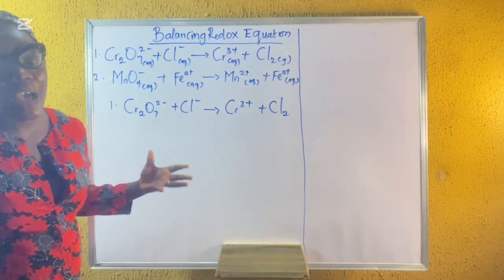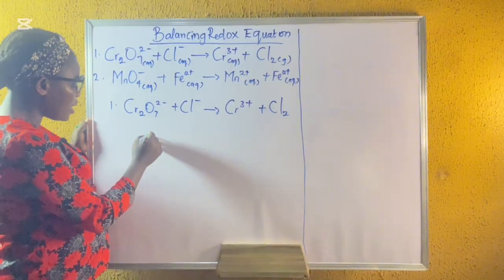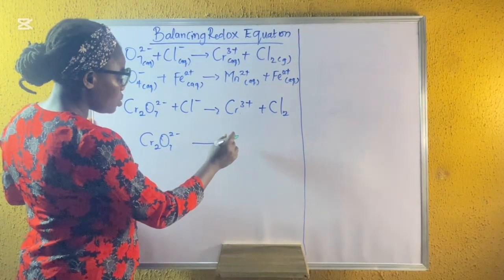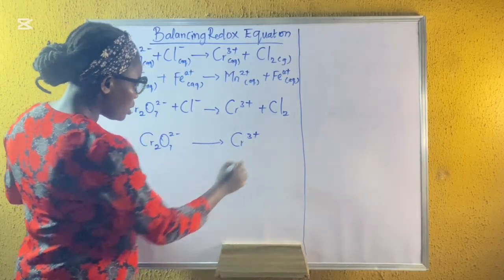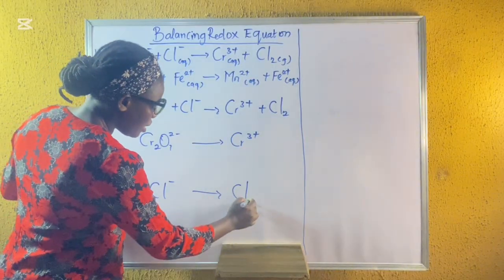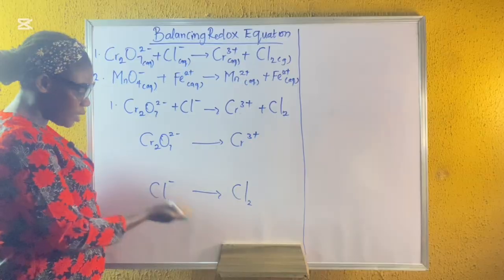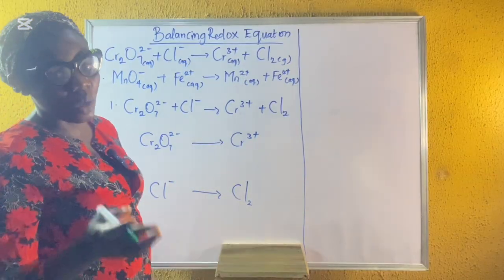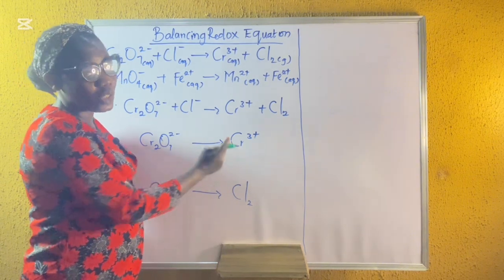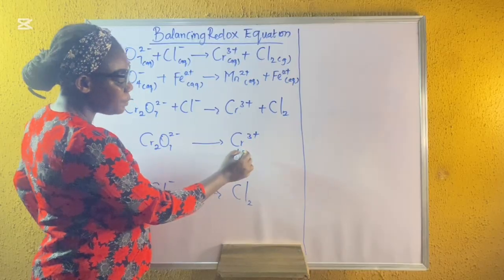Okay, so let's identify which one is oxidation and which one is reduction. Basically we have Cr2O7 2- going to Cr3+ and Cl- moving to Cl2. So which one is oxidation? There's no loss of oxygen or gain of hydrogen, so let's use our oxidation number. Now the first question is, what's the oxidation number here? I said in the last video that the oxidation number of an ion is the charge it is carrying. So the oxidation number is +3.